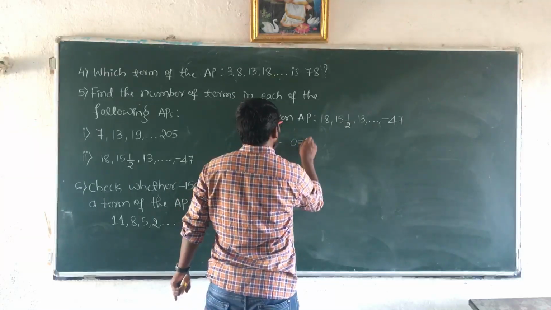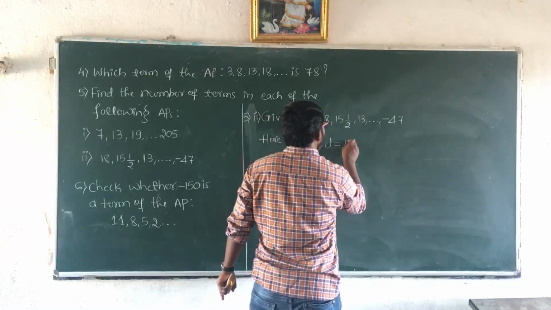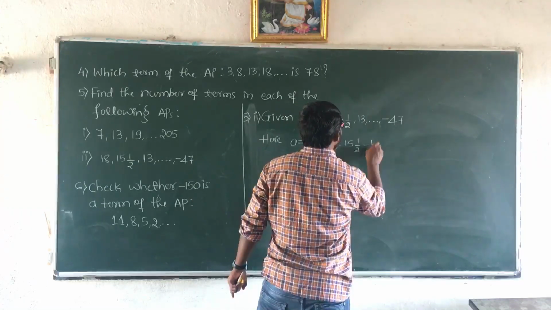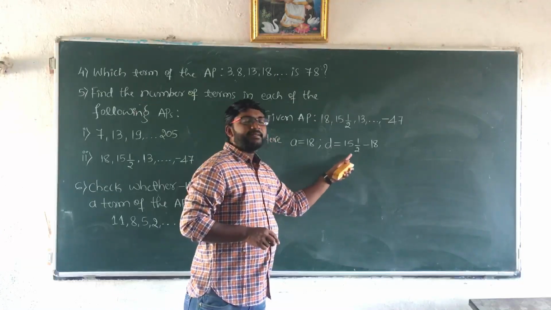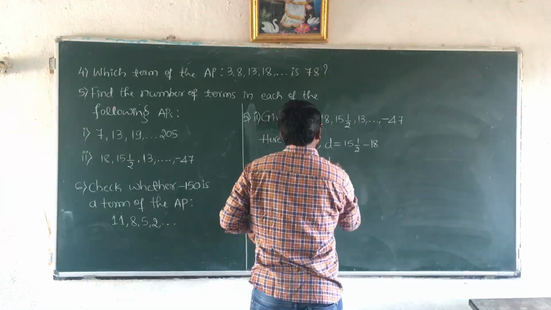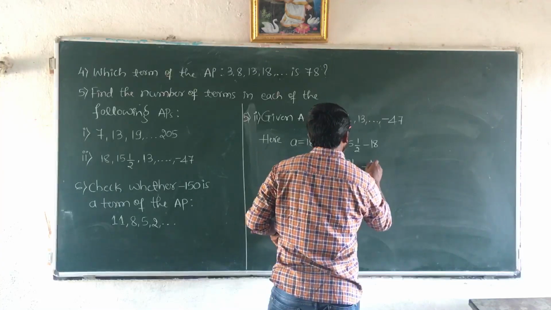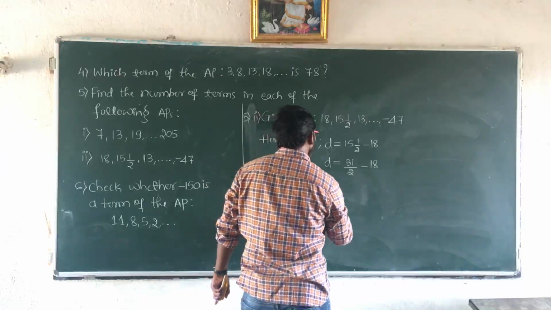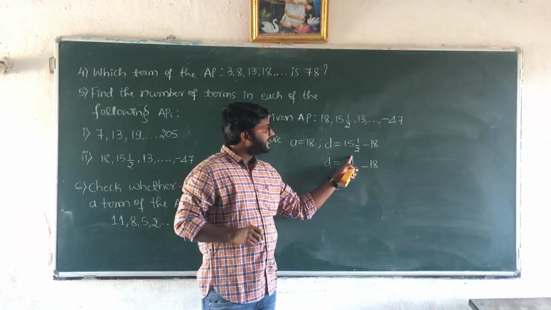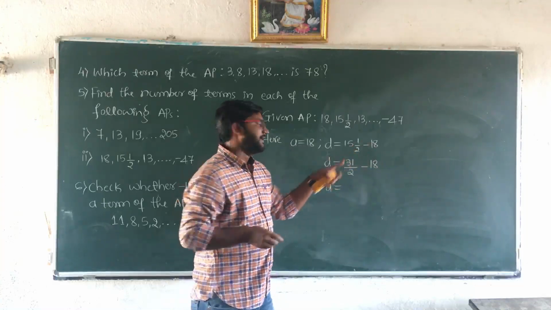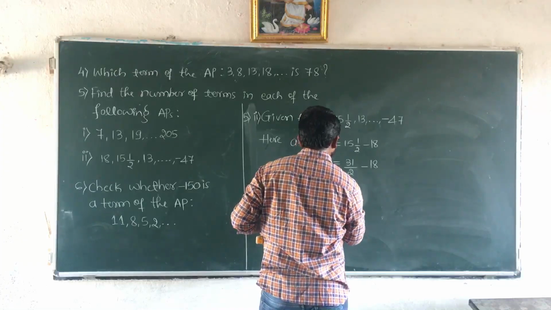Here A is equal to 18 and D is equal to A2 minus A1. So 15 integer 1 by 2 minus 18. What is this now? This is nothing but 31 by 2. D is equal to 31 divided by 2 minus 18. Let us simplify this. 2 will be multiplied with 18, we get minus 36. So 31 minus 36 will give us minus 5. So this is minus 5 by 2. The common difference is minus 5 by 2 here.